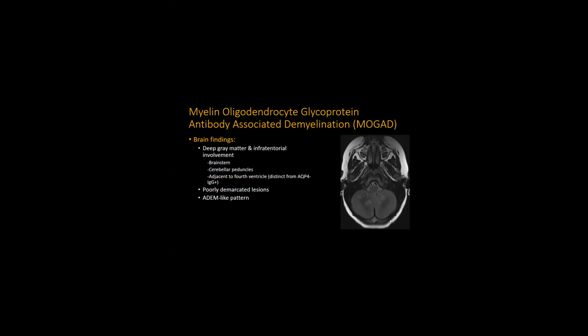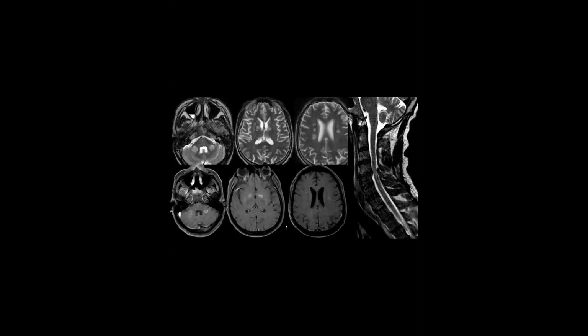You see involvement typically of the deep gray matter, as well as infratentorially you see involvement of the brainstem and the cerebellar peduncles. And then you get these kind of lesions. These lesions, especially in kids, are much larger, more in number, and poorly demarcated. So here's an example that I saw.